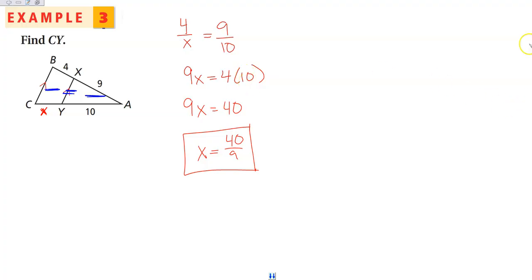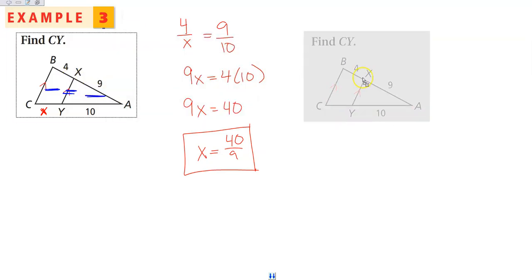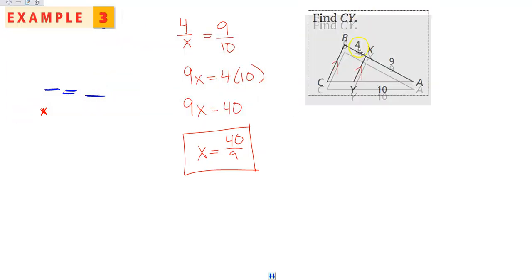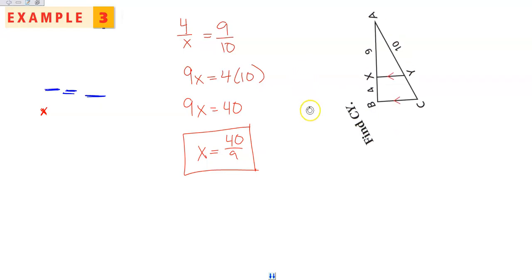Now, let's take a look at what happens if I set this up a different way. If I take this triangle and I rotate it, all right, and we set it up this way. If I set up my fraction bar, my equal sign, and my fraction bar, if this is my x, I'm going to have 9 over 4 equals 10 over x.